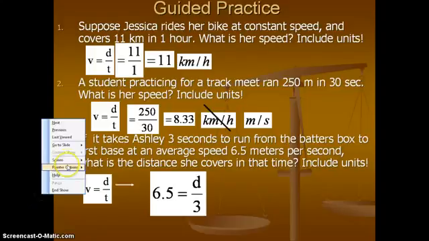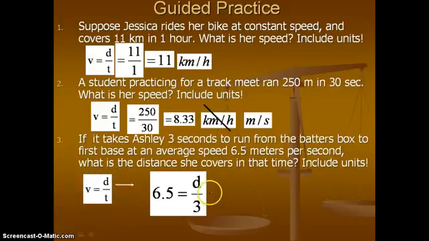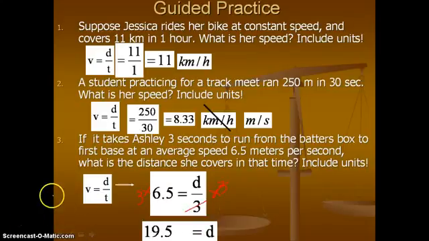We need to use our algebra skills here. We want to end up multiplying both sides by 3. So that would cancel out. So we'll end up with d is equal to 3 times 6.5, which is equal to 19.5. Now, are we done this problem? No, we are not. We need to include units.